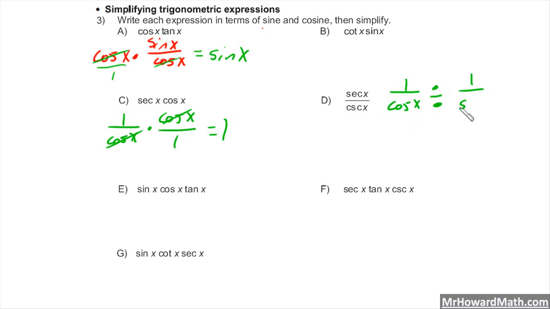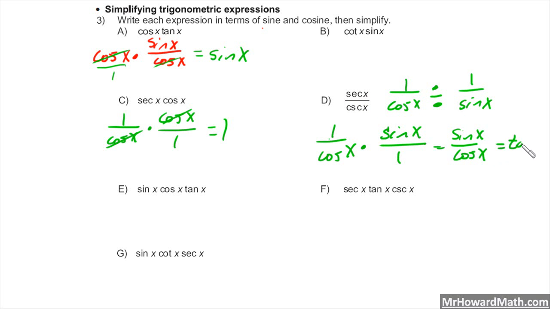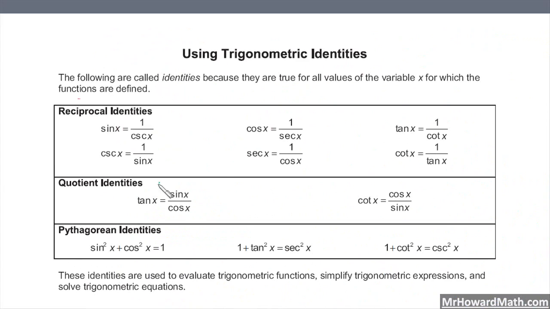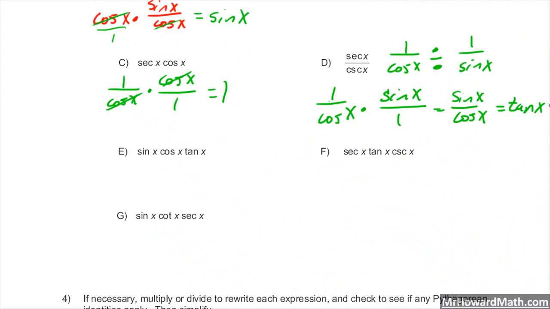Cosecant is 1 over sine x. So we're dividing two fractions, flip and multiply, so we get 1 over cosine x times sine x over 1, which gives us sine x over cosine x, which gives us tan x. So we just applied this tan x quotient identity right here in the final step to give us the answer.